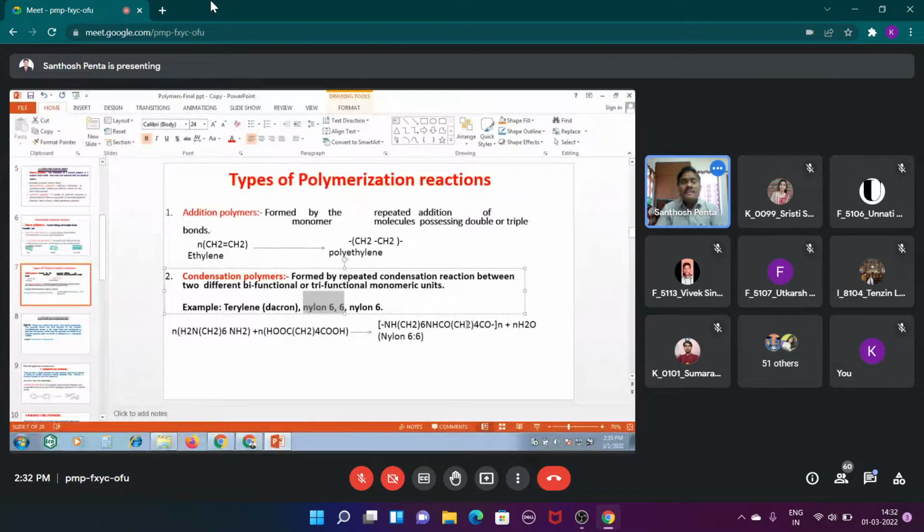That means in the condensation polymerization, what happened? Different types of monomeric units may join together. They are going to produce the bigger molecule by the elimination of small molecules. You keep in your mind: in the condensation polymerization, some small molecules are eliminated, whereas in the addition polymerization, no elimination will take place. So please keep that in mind.